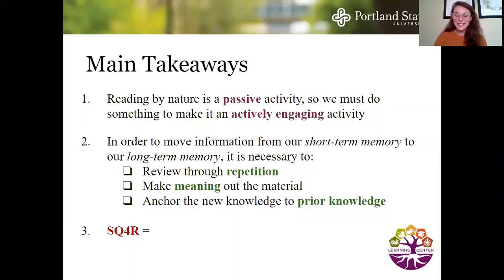All right, now we're going to check in. Do you remember the different components of SQ4R? Take a second, try and think about it. Hopefully you were thinking survey, question, read, record, relate, review. Those are the different components.